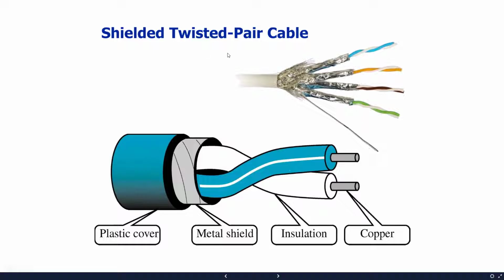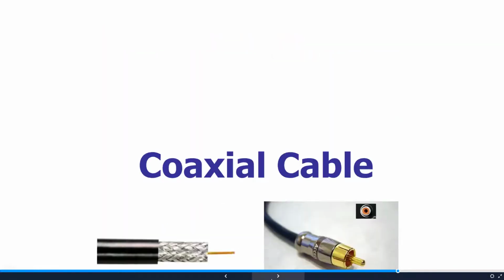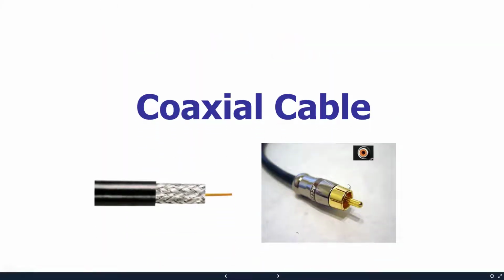Now this is the shielded twisted pair. So you have outer protection plastic cover, you have a metal shield, and then inside that you have insulation and the copper inside. And this is another type of media.